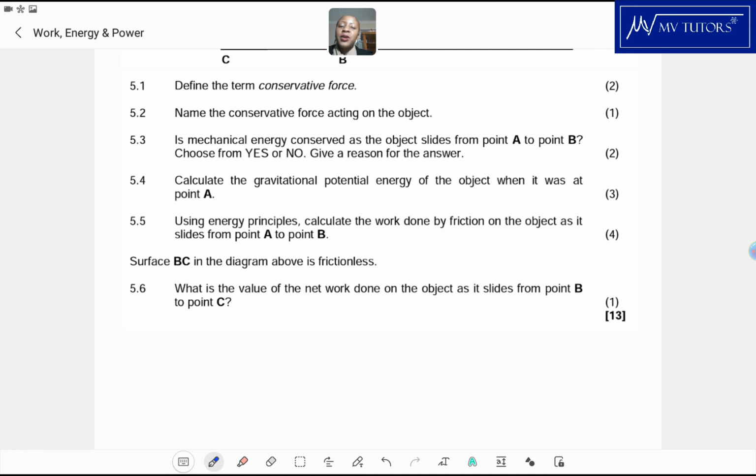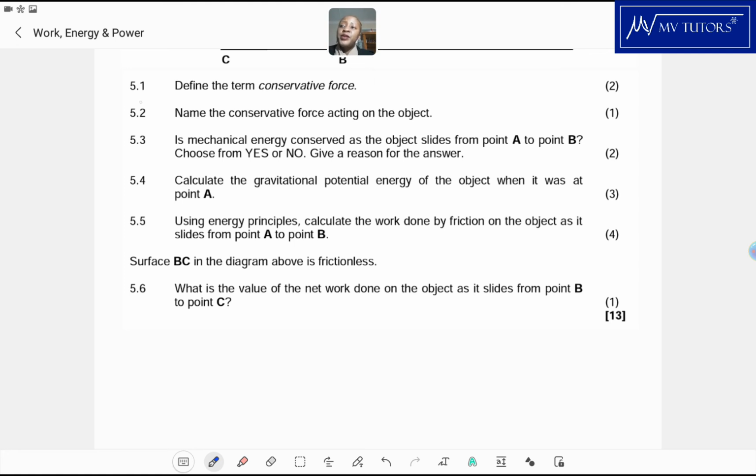Basically, it's when you apply force on an object where work is done that is independent of the path taken. And we did say examples are gravitational forces, electrostatic forces, or force in a spring. All right, so that is 5.1.